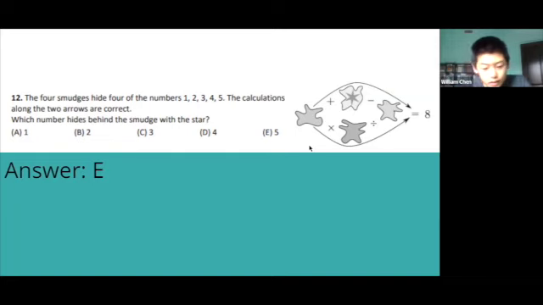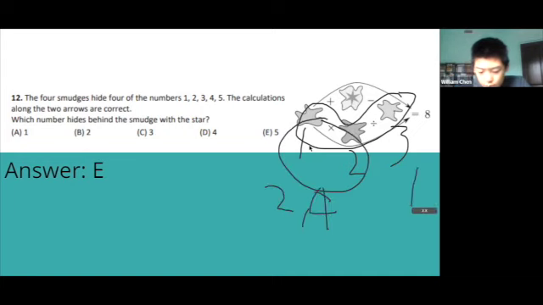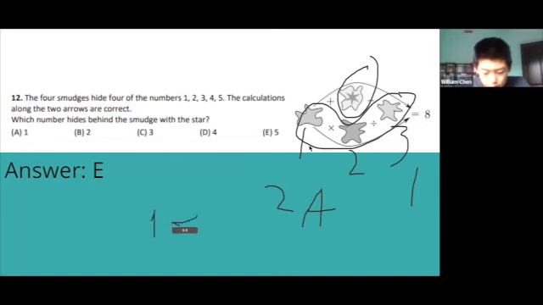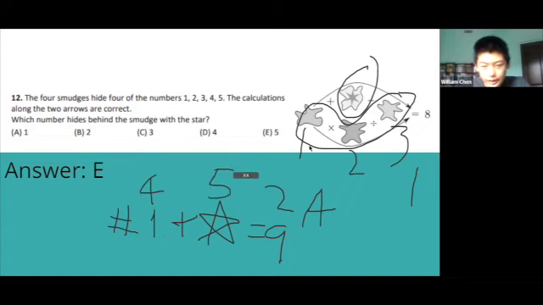The way we do this is by first looking at the bottom row of smudges. Smudge 1 times smudge 2 divided by smudge 3 equals 8. The only numbers that can multiply to be 8 or a multiple of 8 are 2 and 4. The smudges are 1 and 2, or 2 and 4. Smudge 3 must equal 1. The top smudge, plus smudge 1, minus 1 equals 8. Smudge 1 plus star equals 9. Therefore, smudge number 1 equals 4, and the starred smudge is 5. Therefore, the answer is E.